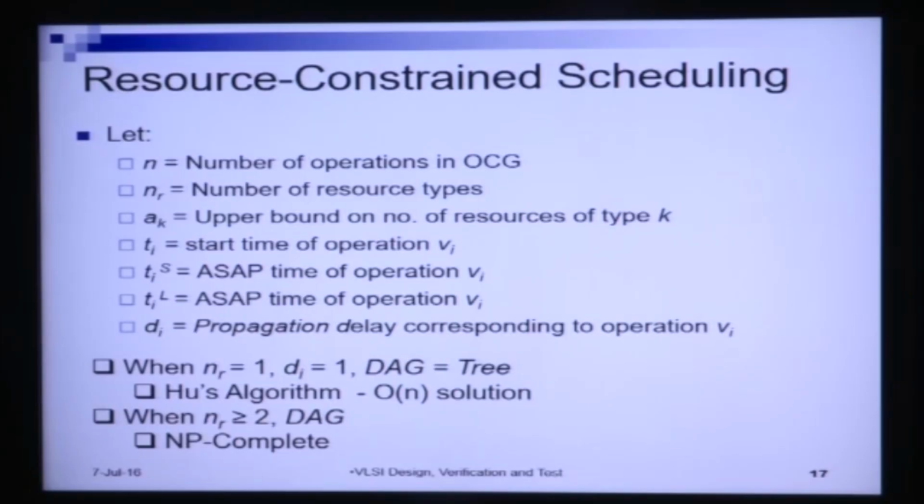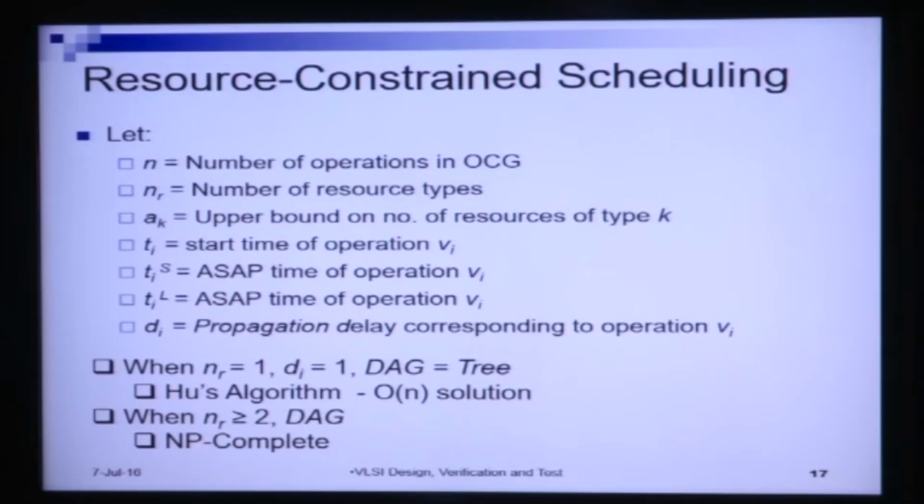Ti will represent the start time of each operation Vi. So, the operation constraints graph is represented by G equals (V, E), the nodes being defined as Vi, and the start time of a node will be defined as Ti.